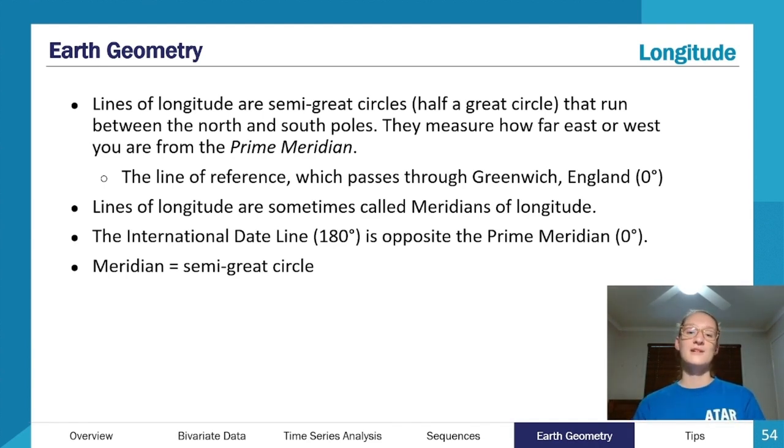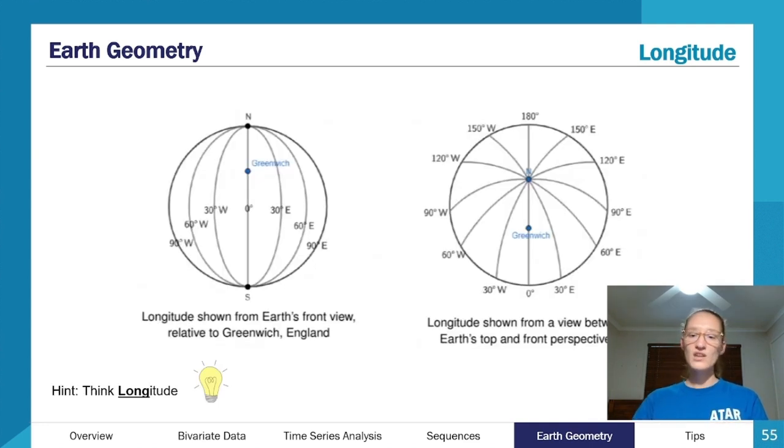And the lines of longitude are sometimes called meridians of longitude. So you might hear it referred to as parallels of latitude and meridians of longitude. Again, just other names that we're using. And the international date line, which is 180 degrees, is opposite the prime meridian. So the prime meridian is our 0 degrees longitude, and the international date line is our 180 degrees longitude. And again, they're sometimes called meridians of longitude because it's referring to that semi-great circle. So you can see here, like I said, this is a front-on view of the Earth. This is a top-down view, so it might take your brain a second to wrap around what we're looking at.